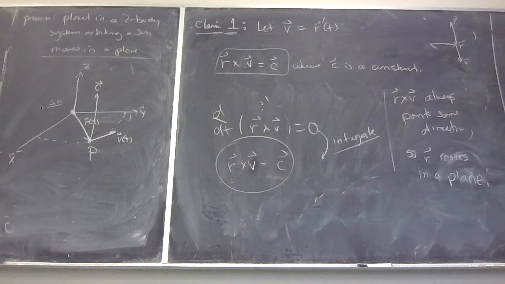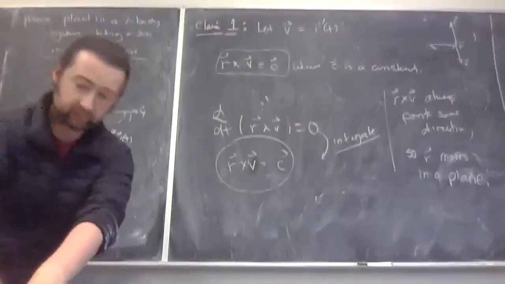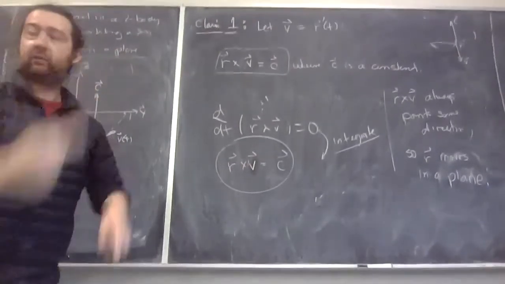What you might imagine here is this is the plane, the sun is at the origin, the planet's going around it, and the C vector comes straight up out of it.